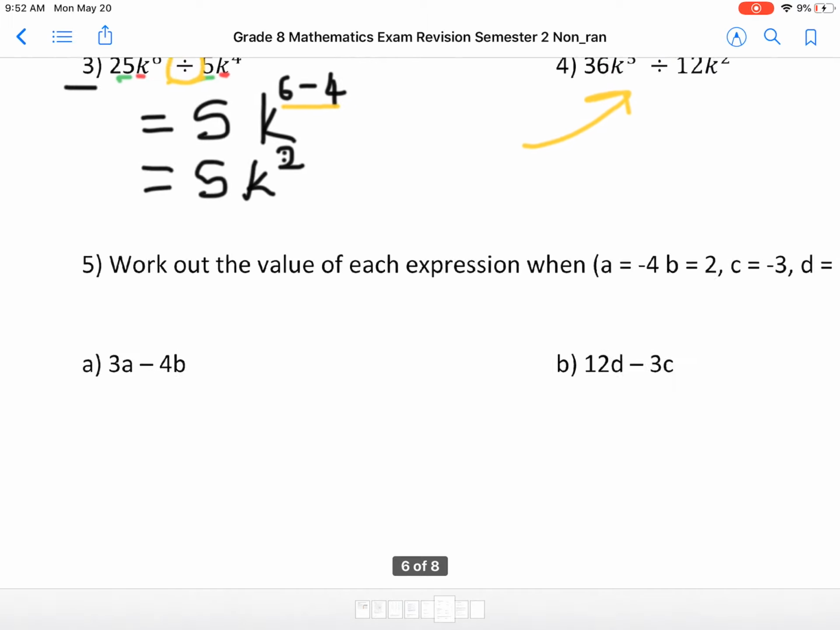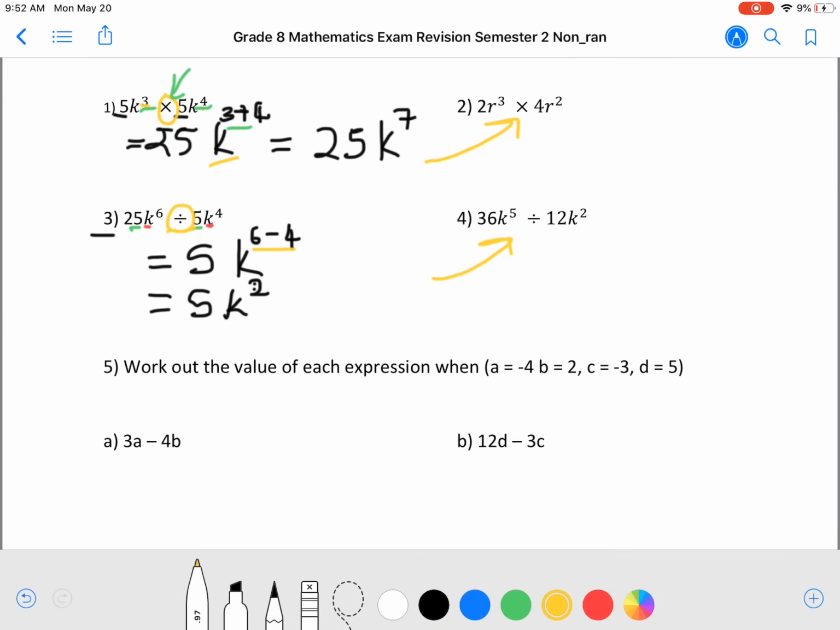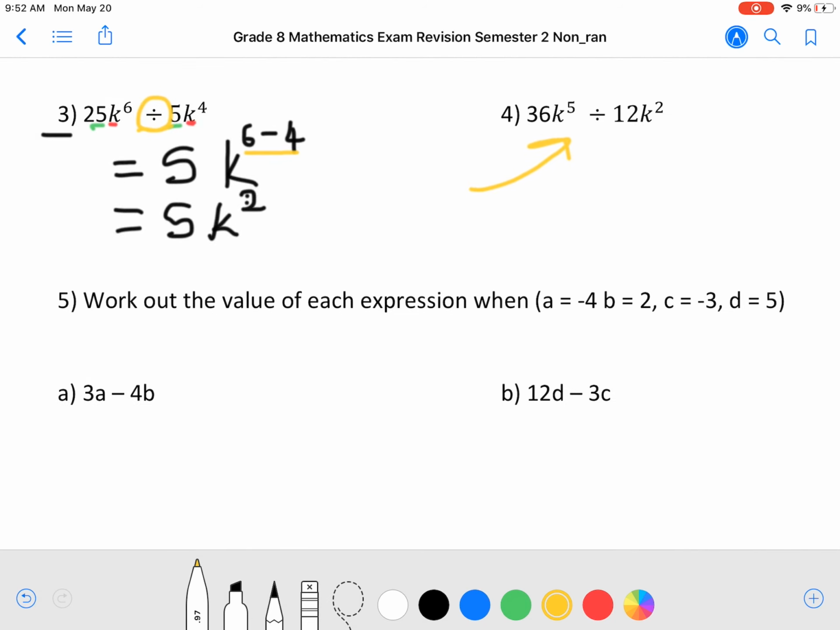So we'll look at part 5 of question number 6. Part 5 says work out the value of each expression when a is equal to minus 4, b is equal to 2, c is equal to minus 3, and d is equal to 5. Now when we're doing this, we have to look at 3a minus 4b.